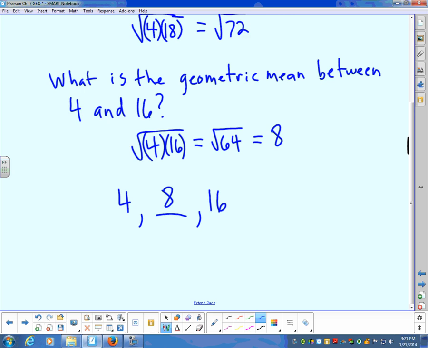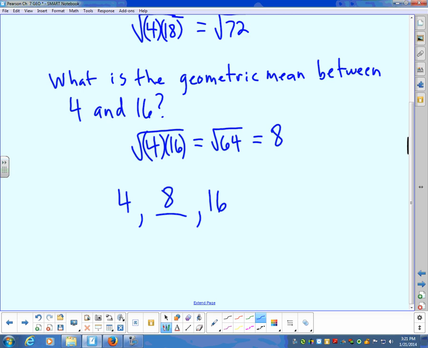This is called, in algebra 2 you'll learn, a geometric sequence. And a geometric sequence is a list of numbers, and you get from one number to the next by multiplying rather than adding. That's it. Those are two very important sequences in algebra 2 that you'll study: geometric sequences and arithmetic sequences.